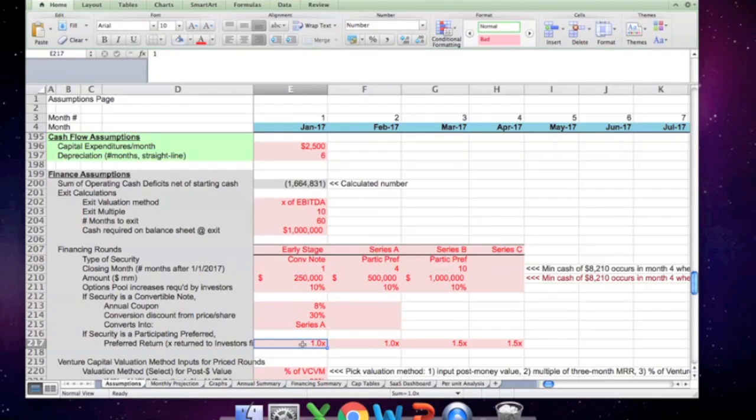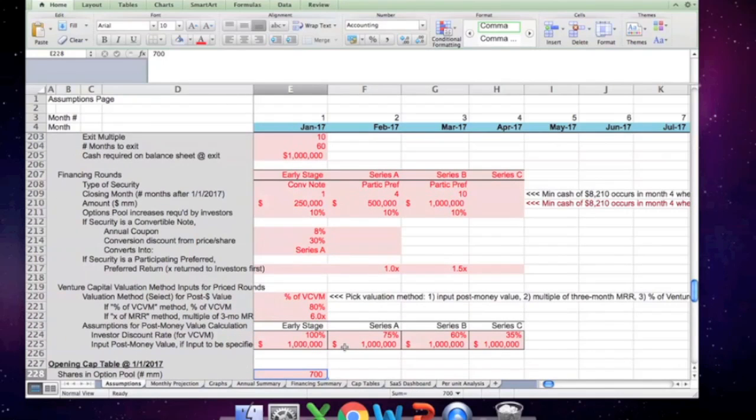If the security is a participating preferred, which it is not in this amount, so we can simply delete that number if we wanted to, or leave it. You specify the preferred return. In this case, the Series A participating preferred gets a 1.0 preference. The Series B gets a 1.5 preference. Series C might also get a 1.5 or 2, but there is no Series C. We can delete that or leave it and let the model ignore it.